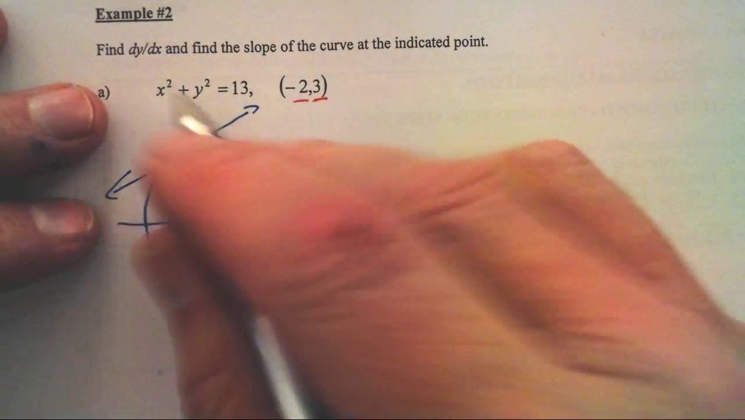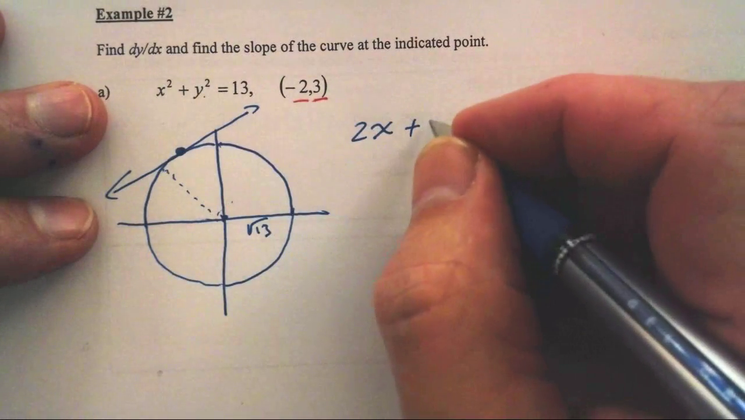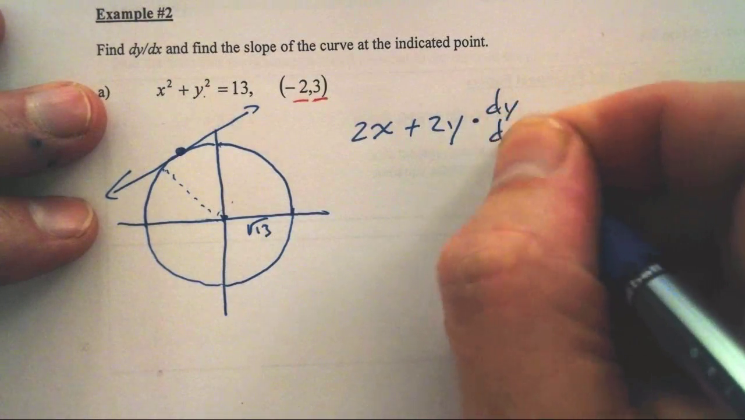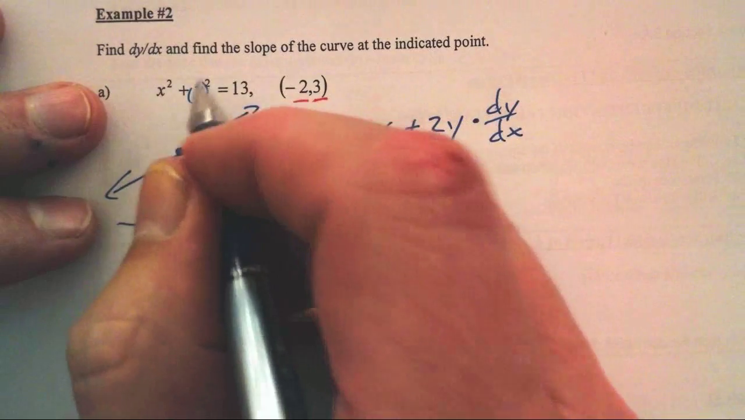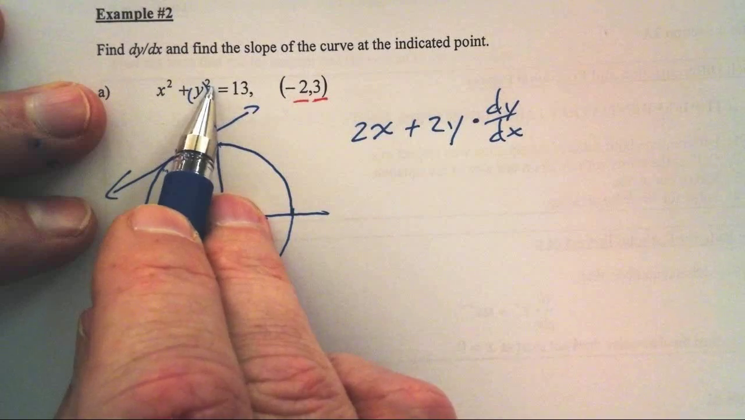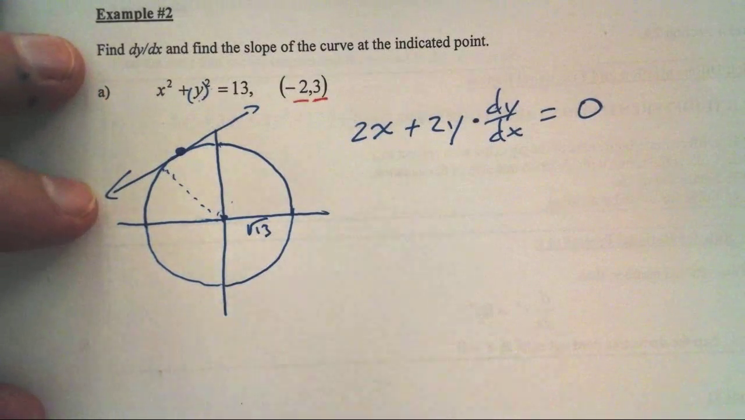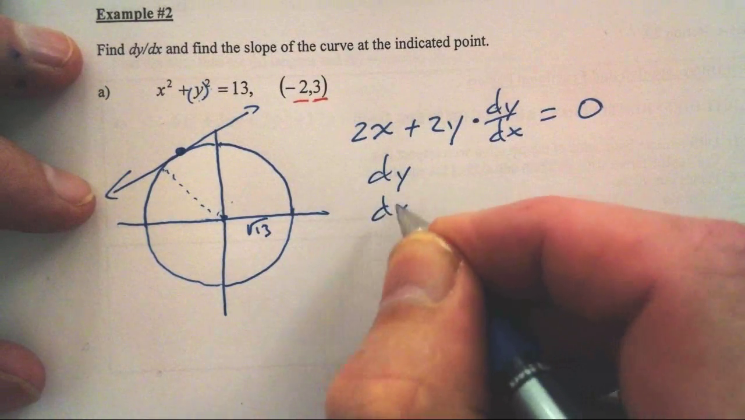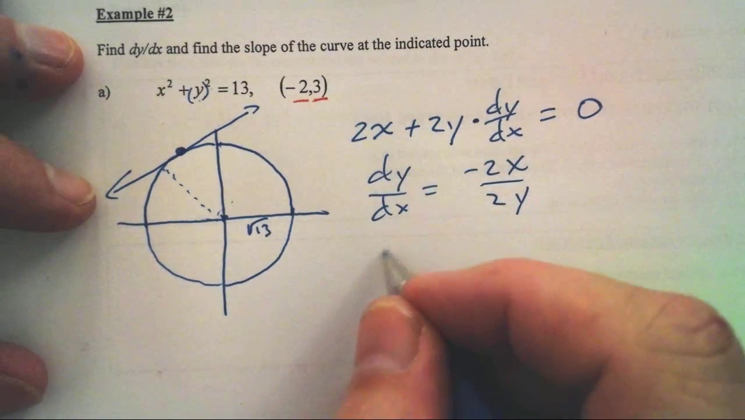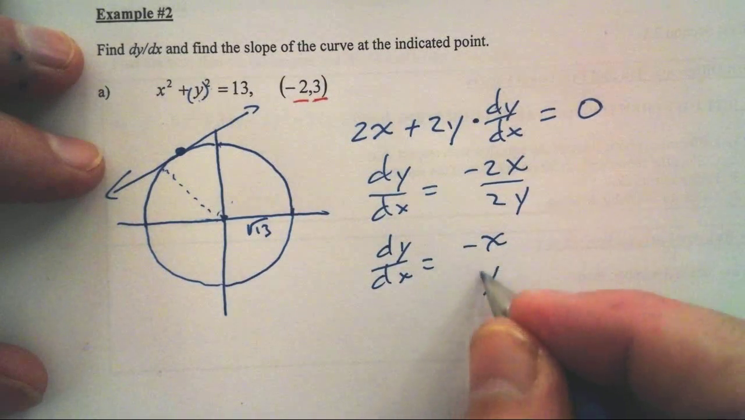Let's take a look. Take the derivative of both sides. So I get 2x. Derivative of y squared is 2y to the first times dy dx, because that is chain rule. That is a function of x inside of here. So 2 times the function of x to the first times the derivative of the function of x, dy dx, equals derivative of 13, 0. Let's solve this for dy dx. dy dx equals subtract 2x, divide 2y, and I get dy dx is negative x on y.